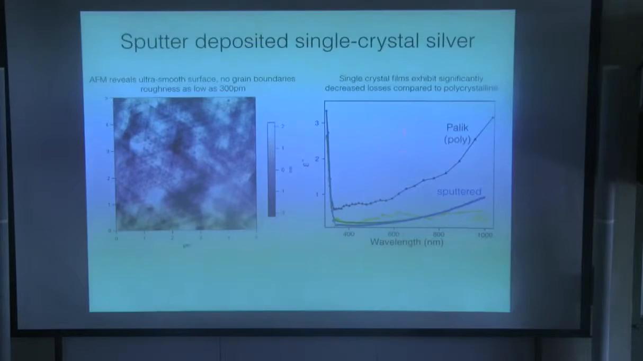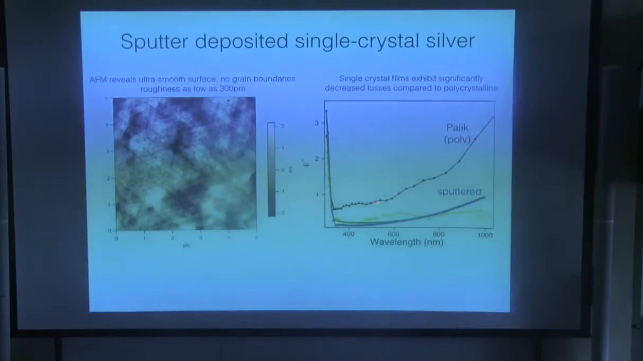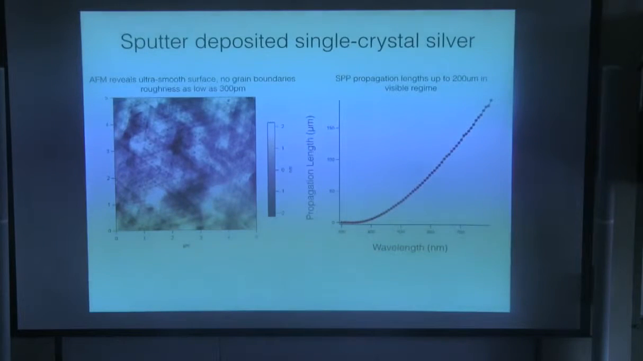And indeed, when we do ellipsometric measurements on these films, for instance, to probe the loss in the films, we observe that these single crystal sputtered films have significantly lower losses than, for instance, a polycrystalline film. And then if you take this and simply convert it into a propagation length, for instance, for flat silver, what you see is that with these films you can expect, in the visible frequency regime, propagation lengths on the order of 150 to 200 microns.